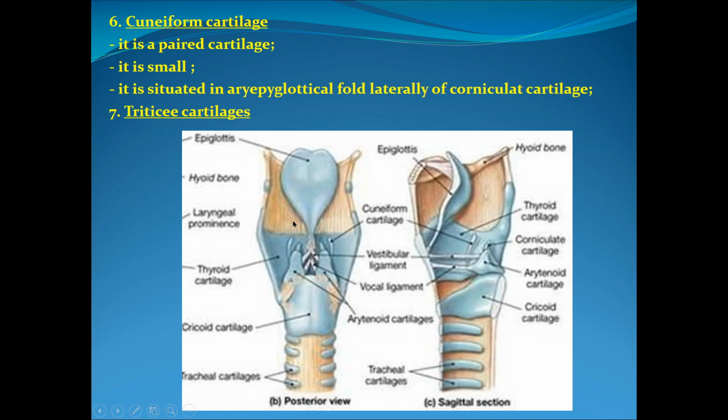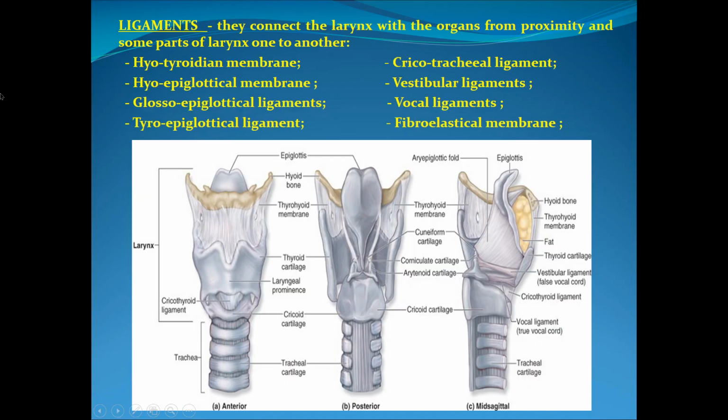Okay, so posterior view and lateral view. Again, let's see. Lamina of the cricoid cartilage is right here. On its upper border, we have this triangle-like arytenoid cartilage. On the top of it, cornicular cartilage, and more upward and laterally, right here, cuneiform. The same, arytenoid, cornicular, and cuneiform cartilage. And the last, triticeal cartilages, they are the smallest cartilages, more upward.